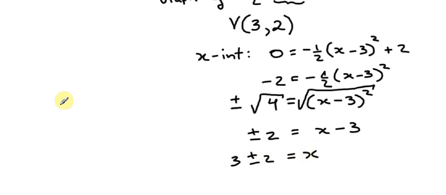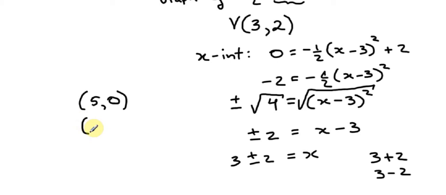So where are those x-intercepts? Let's work them out here. On the one hand, you have 3 plus 2, and on the other hand, you have 3 minus 2. I'm just going to write them as actual points. One is the point (5, 0), and the other one has the coordinates (1, 0). So I've got my x-intercepts. That looks pretty good. I've got my vertex, so I think I'm all set to produce a graph.